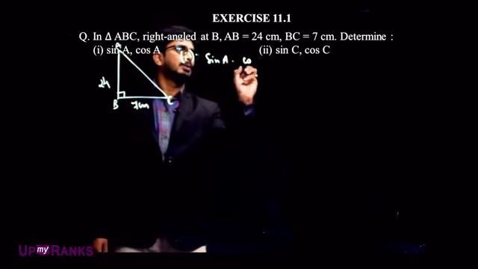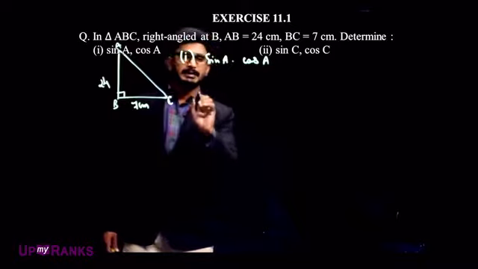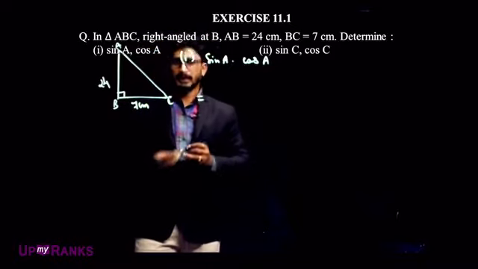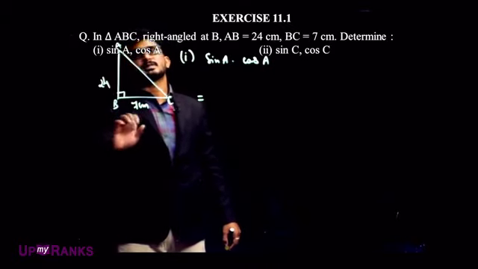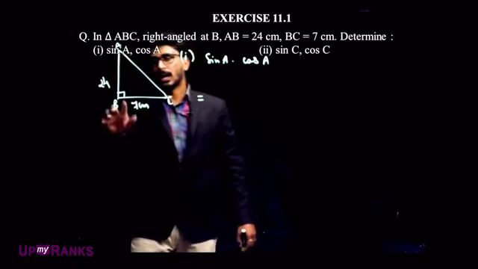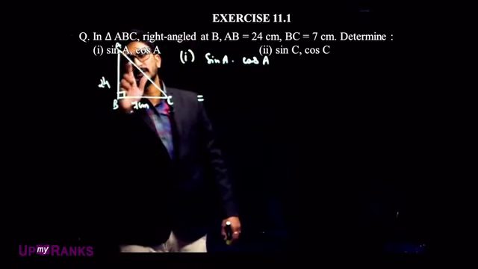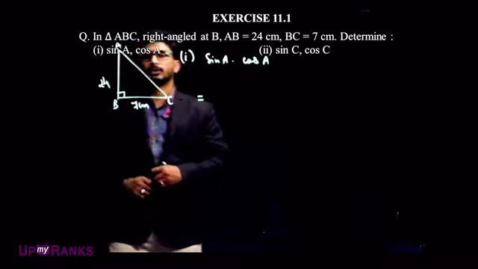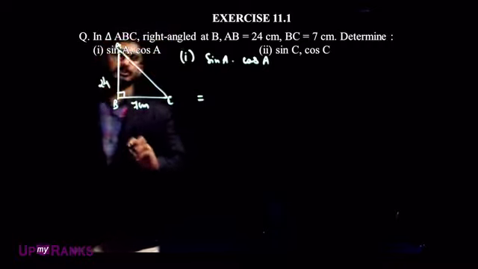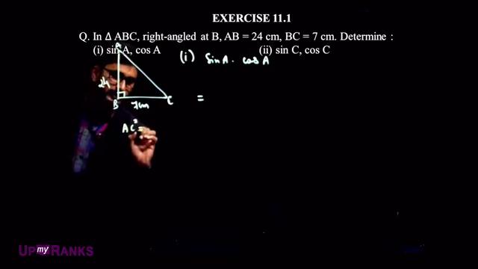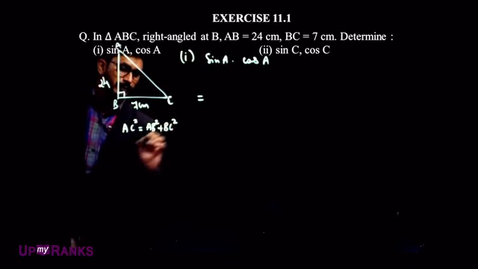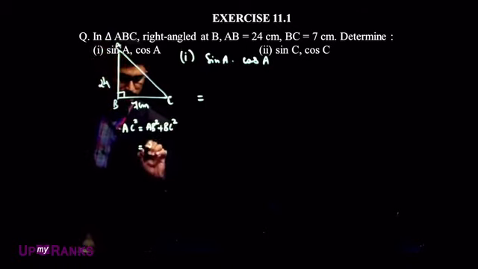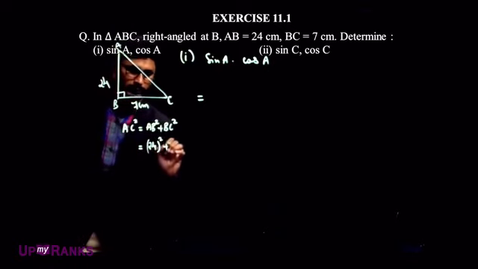Sin A into cos A. So what is sin A? Before doing sin A, we have to complete this drawing because only 24 centimeter and 7 centimeter are given, where we don't know the hypotenuse. The side opposite the 90-degree angle is called the hypotenuse. So how do we find this hypotenuse? AC square is equal to AB square plus BC square. So AB square, which is 24 square, plus BC square, which is 7 square.